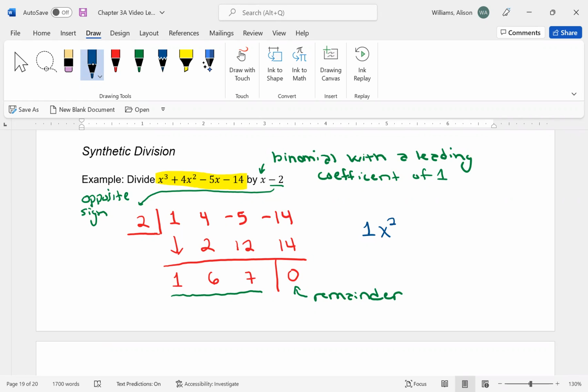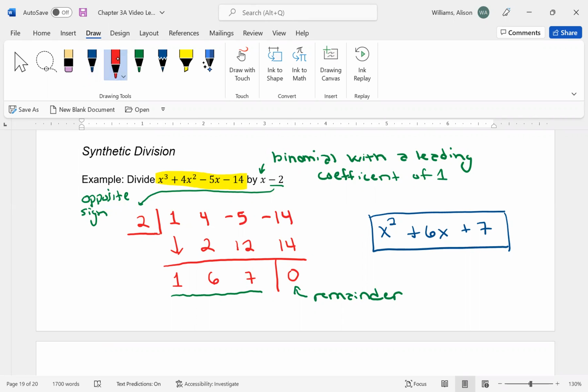So 1x squared, and now the next term is 6x. So I'm going down in descending order. And then the last term would be 7. That's my constant. Now, I typically don't put the 1 in the front. So this would be the answer.